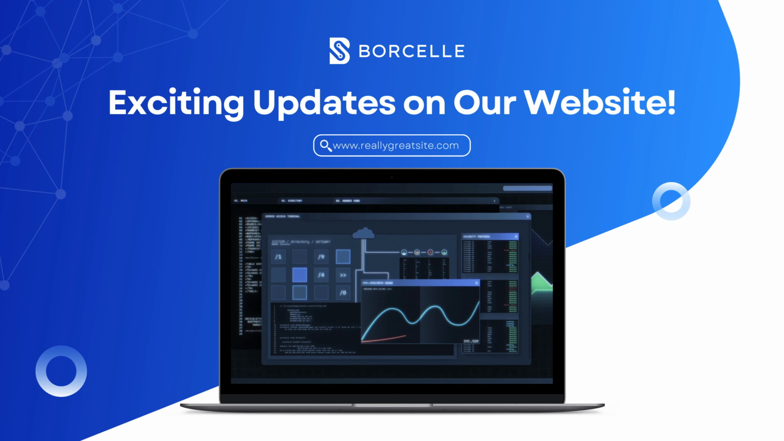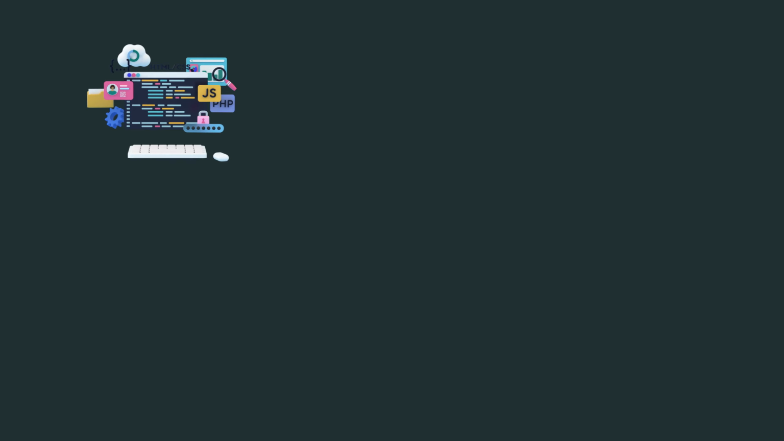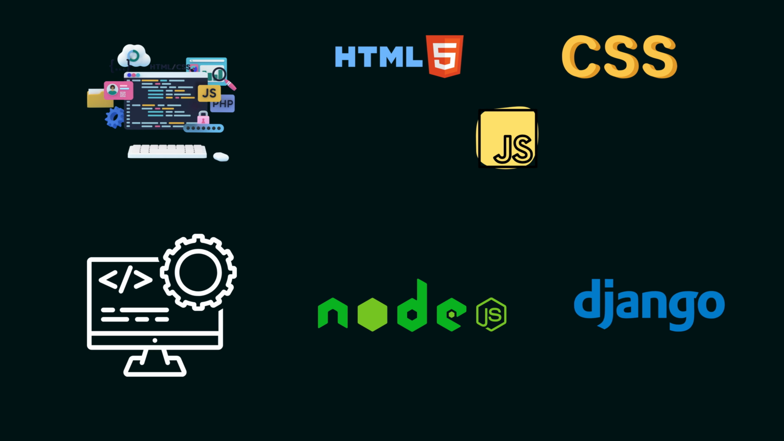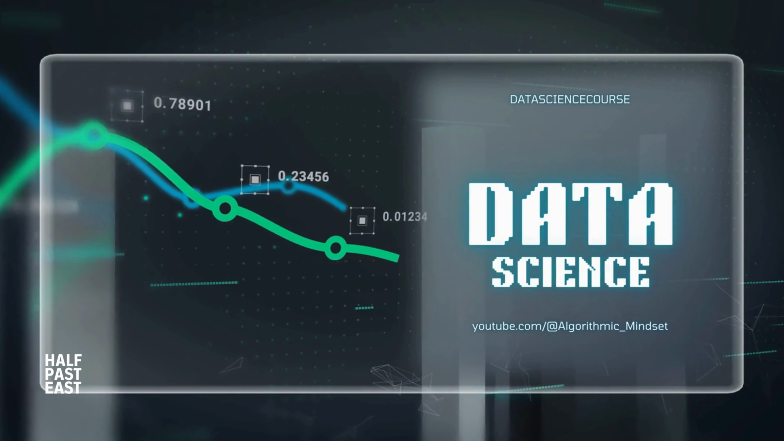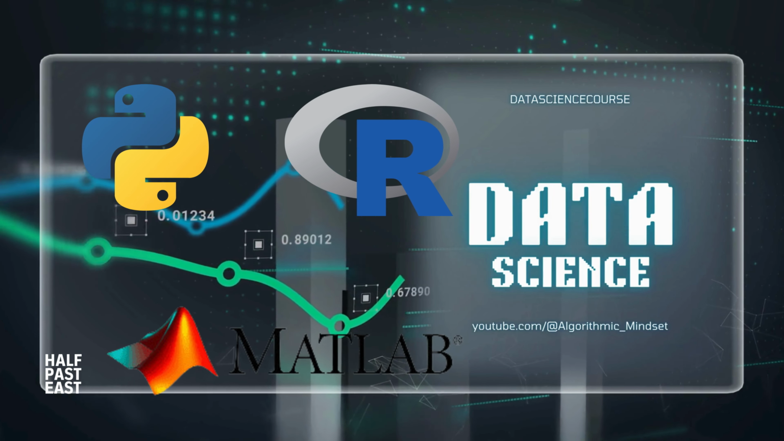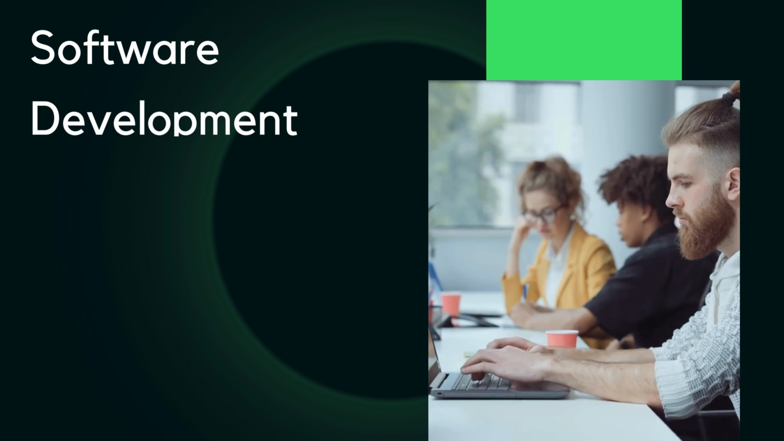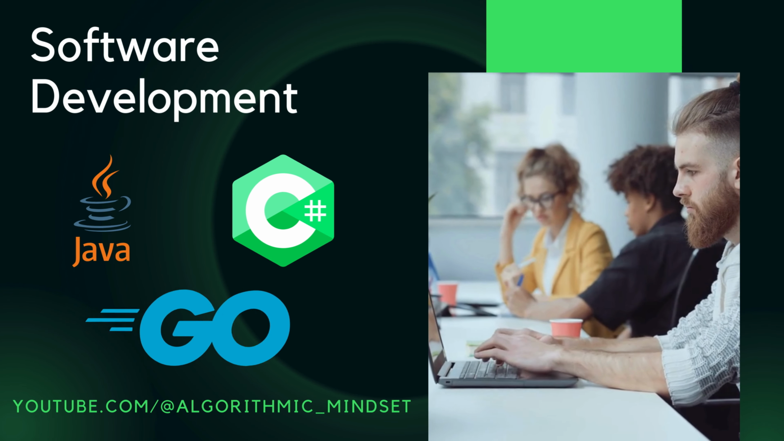If you want to build websites, you have many options. For the front end, you can use HTML, CSS, and JavaScript. For the back end, you can choose Node.js or Django. If you're interested in data science, go with Python, R, or MATLAB. For game development, you can pick C++ or C#, and for software development, choose Java, C# or Golang.